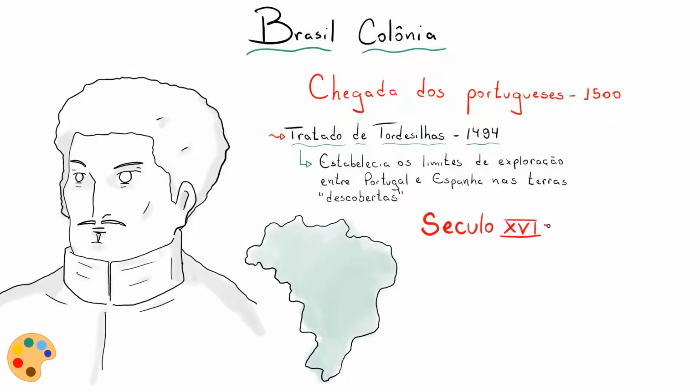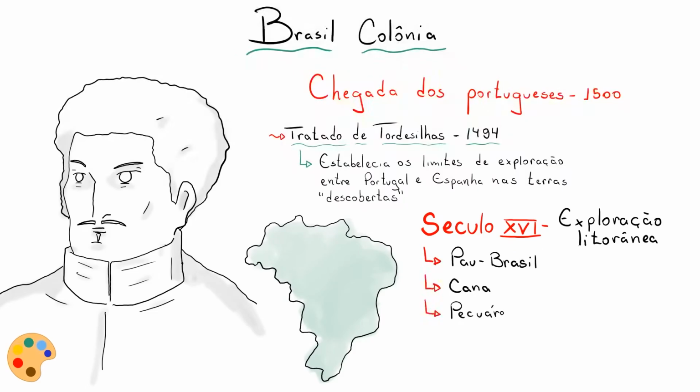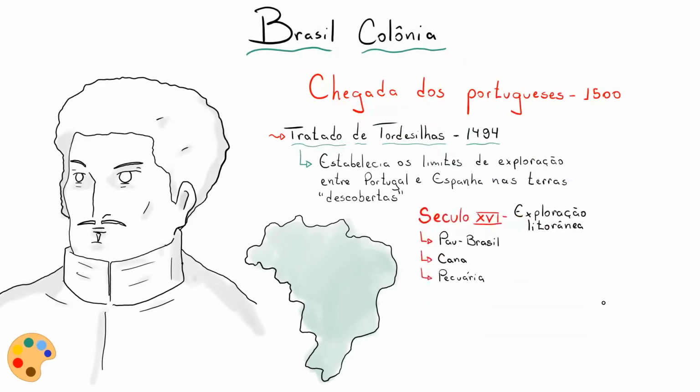Throughout the 16th century, which marks the beginning of Portuguese exploration on Brazilian soil, what happened was the so-called coastal exploration, meaning there was no movement into the interior of the territory. And here the main economic activity was mainly the extraction of Brazil wood, which was a highly valued product in Europe, especially for making dyes. In addition, throughout the 16th century, sugarcane planting activities also began, as well as livestock farming.